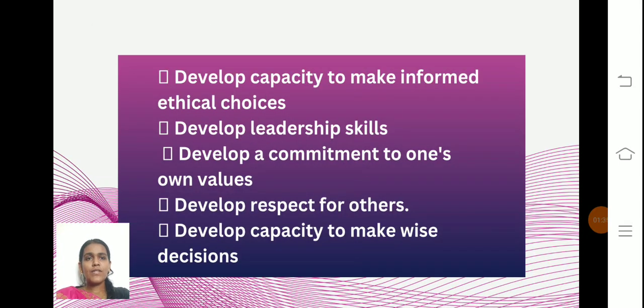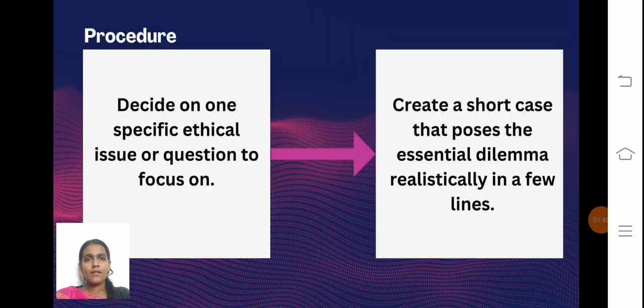So the capacity to develop leadership quality, to develop commitment to one another, and respect for others, and to develop the capacity to make wise decisions. These are the learning outcomes.